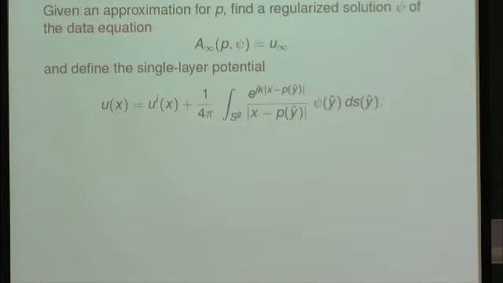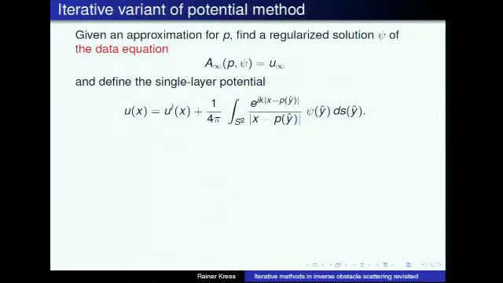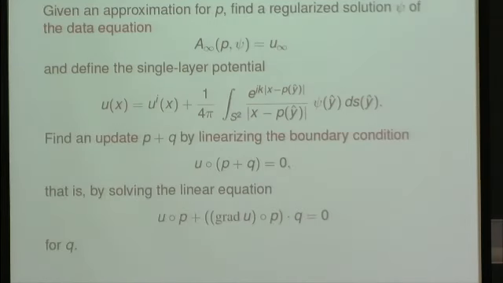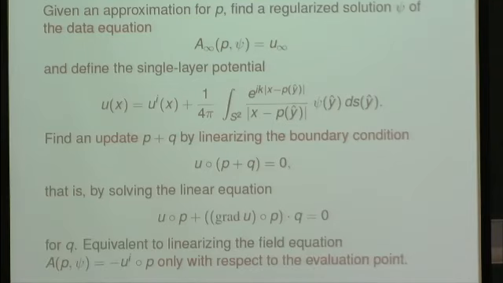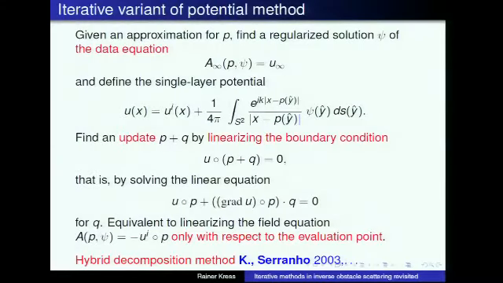And there are iterative variants of that, namely coming back to the data and the field equation. We solve the data equation, and we get the total field by this superposition. And then we find an update by linearizing the boundary condition, just by taking the gradient and solving this linear equation for q. And this actually is equivalent to linearizing the field equation only with respect to the evaluation point. And this is what I announced as the decomposition method Pedro Serranho and I were working on.